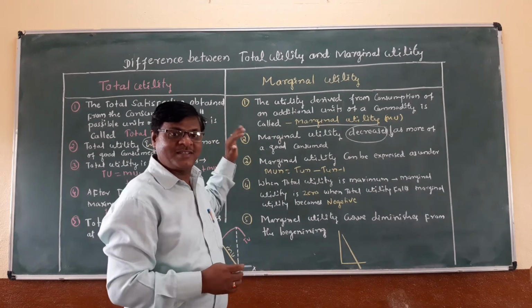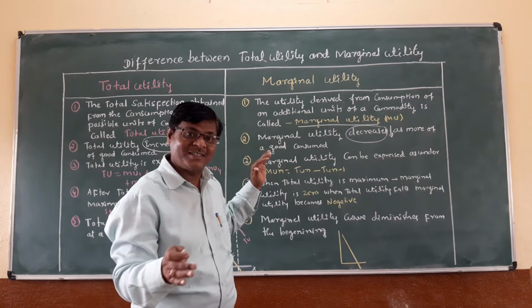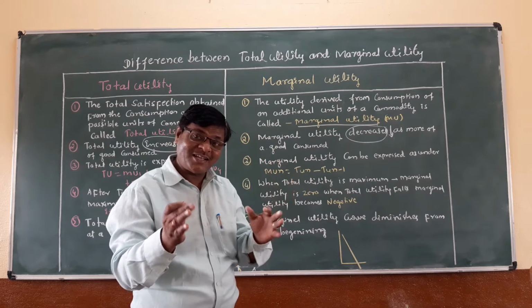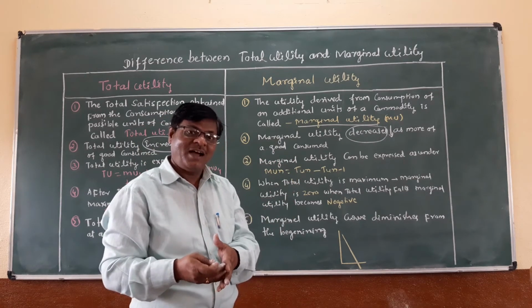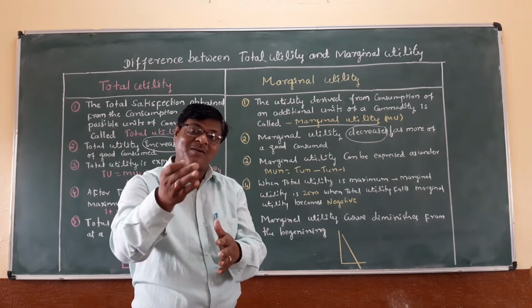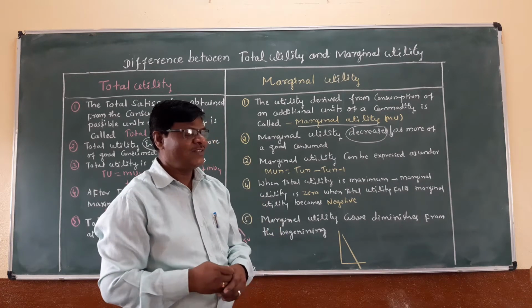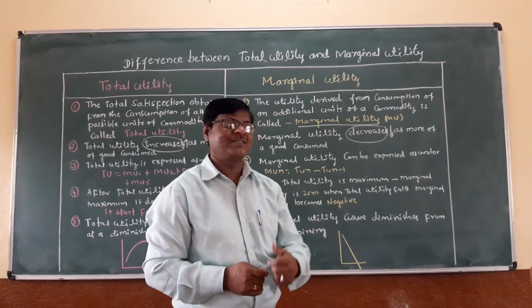Total utility increases as more units are consumed, and marginal utility decreases as more of the commodity is consumed. This is the second difference between total utility and marginal utility.